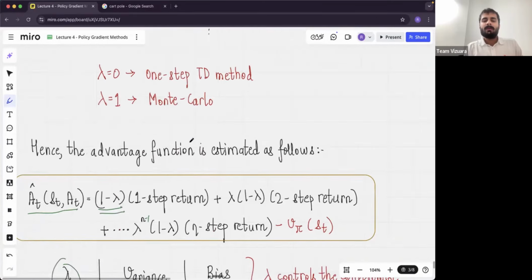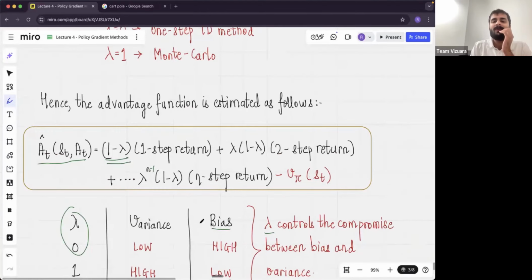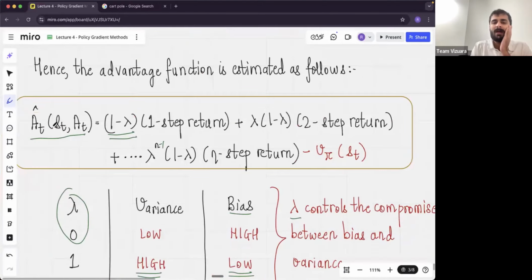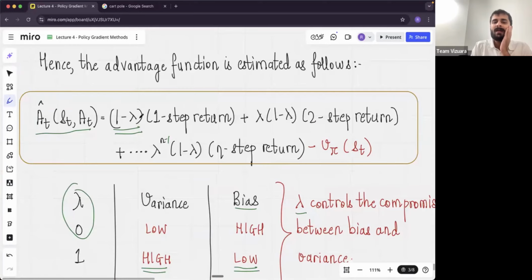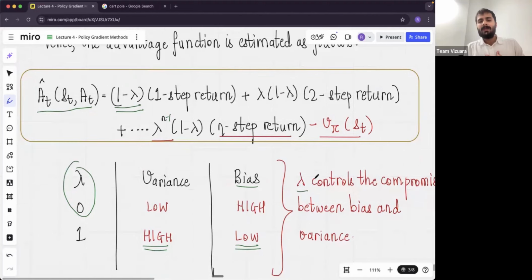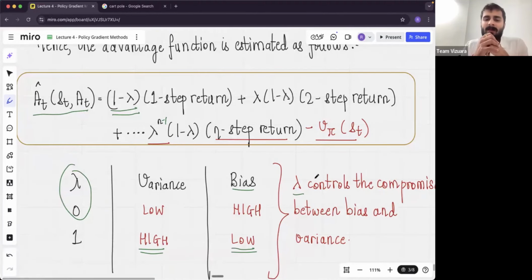So now this is how the final formula is given for advantage. 1 minus lambda times one step return plus lambda times 1 minus lambda two step return dot dot dot till the lambda raised to n minus 1 times 1 minus lambda n step return minus V pi of st. And if lambda is 0, then we are considering only the first step.